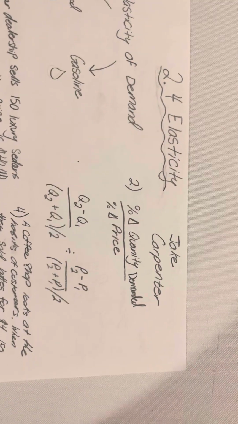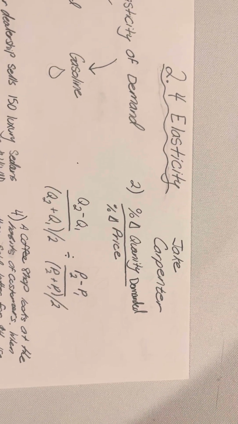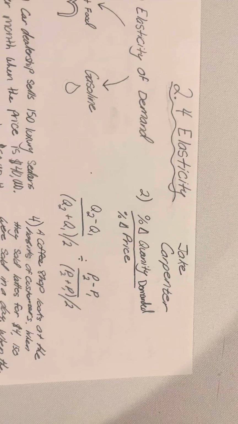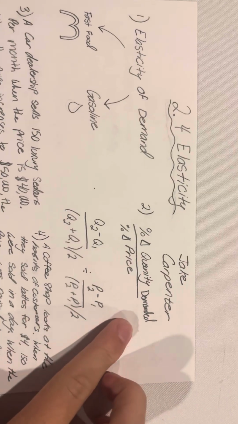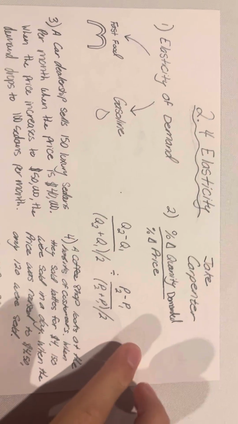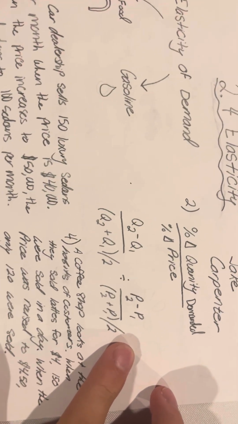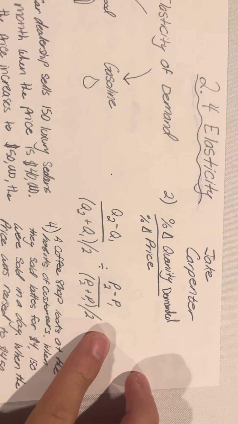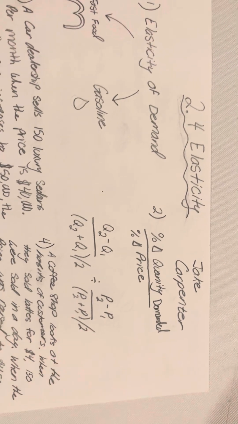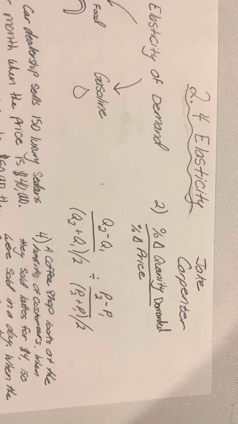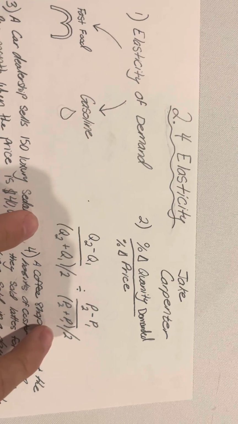So now let's look at the two formulas of elasticity of demand. So we have the percent change in quantity demanded over the percent change in price. Now this can be summed up to the plug and chug formula, which is simply taking the two quantities and two prices and subbing them into this formula here.